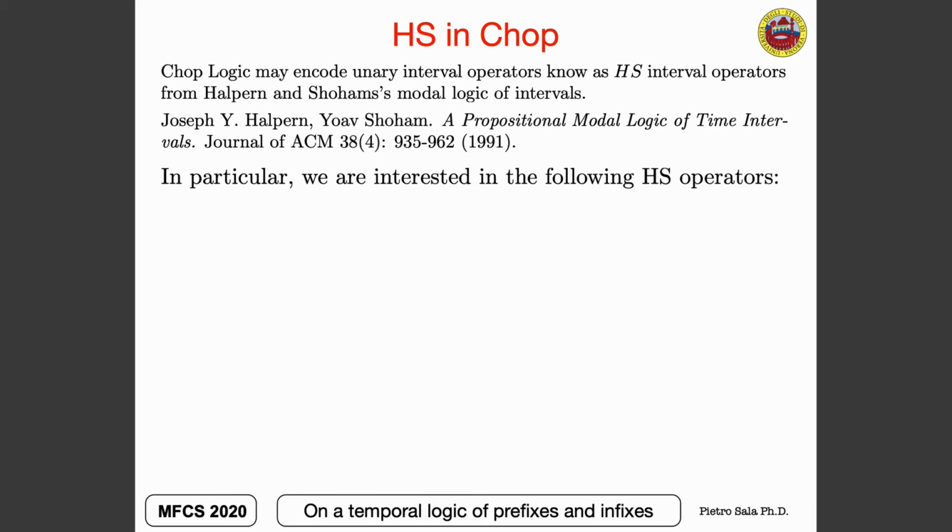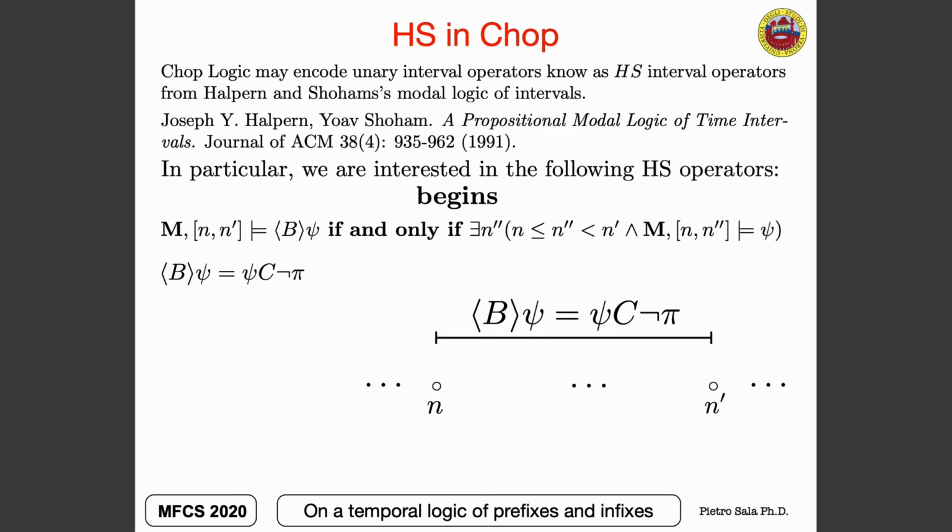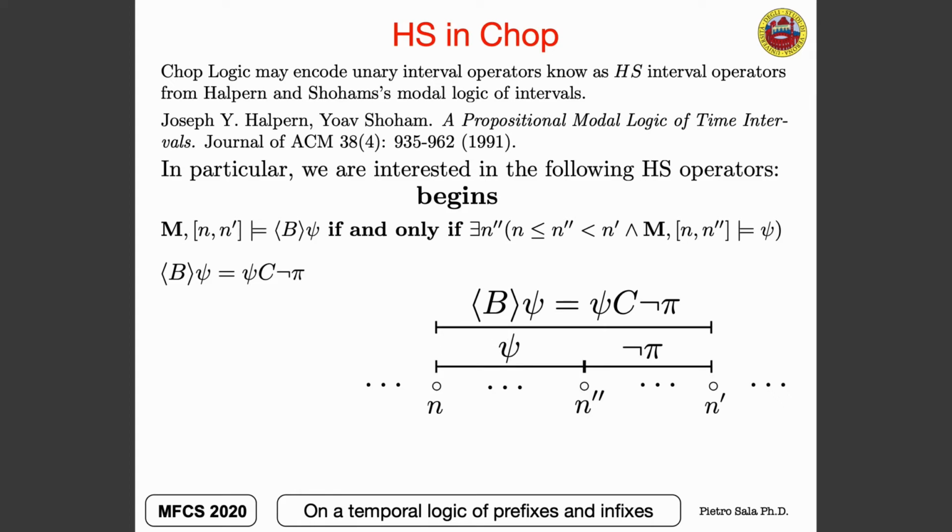In particular, we are interested in the begins operator. This is the translation of the begins operator into the chop semantic: B psi holds over an interval if there exists a proper prefix of the current interval where psi holds. This is the extreme case in which psi holds exactly on the first point of the interval, but the general case is that psi holds over a proper prefix of the current one.